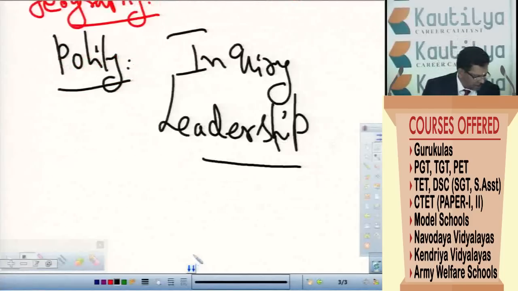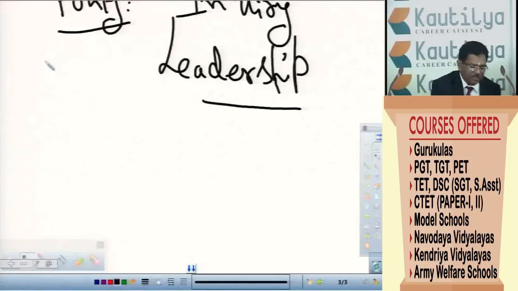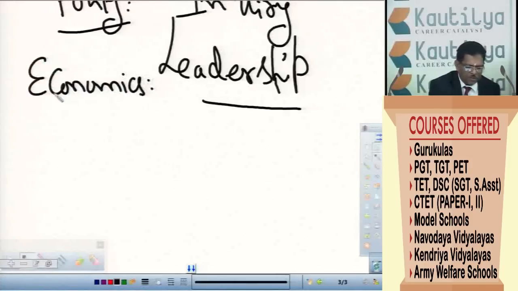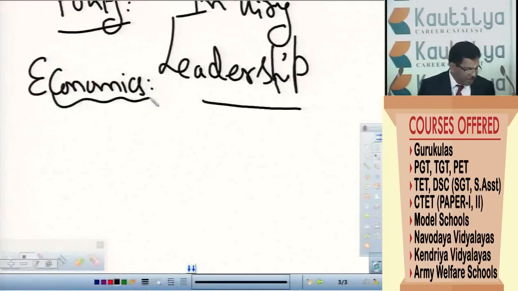In the same fashion, why should we teach economics? It is nothing but to enable the student to understand the overall concerns of national development, how the development process takes place in a nation, and which factors the development is based on. What are the different things which should be taken into consideration for the process of development? That is nothing but the nation's growth.